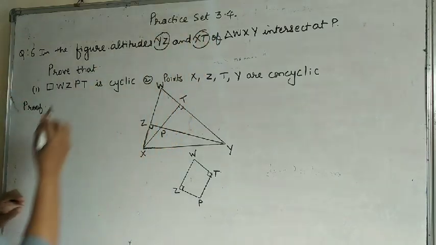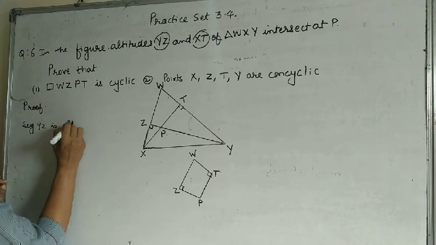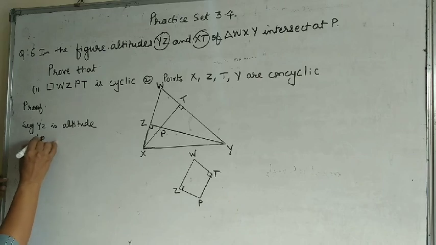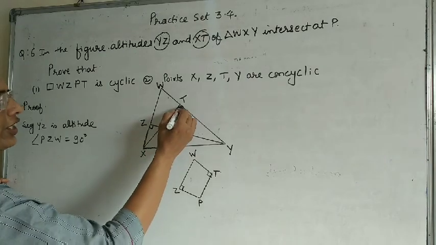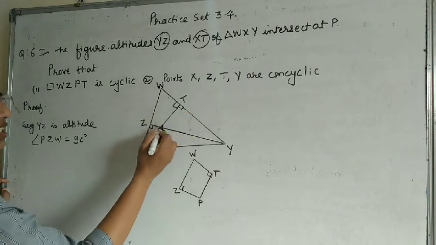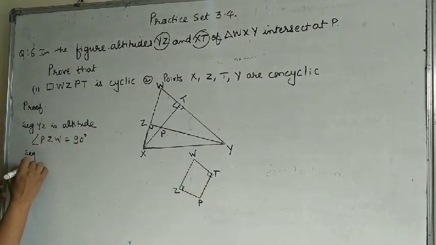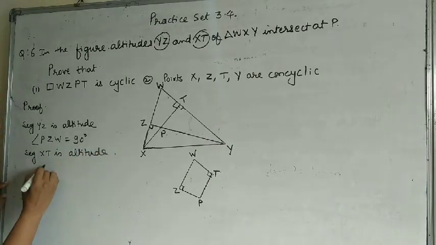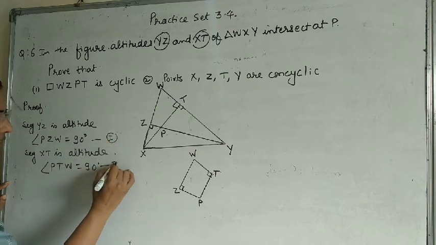WZPT we have to show is cyclic, and we know that YZ and XT are altitudes. So segment YZ is an altitude. Therefore, angle PZW is equal to 90 degrees. Now XT is an altitude, and therefore I can say this is a right angle. This means angle PTW. Segment XT is an altitude, and therefore angle PTW is equal to 90 degrees. This is one and this is second.